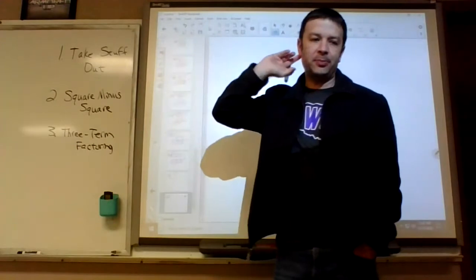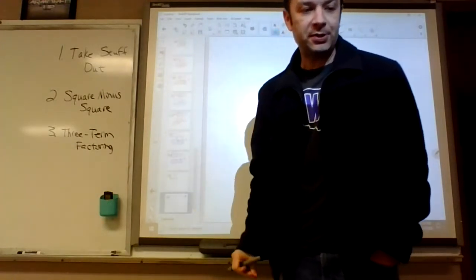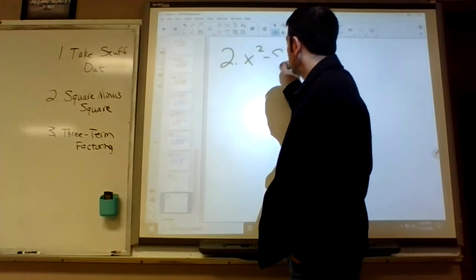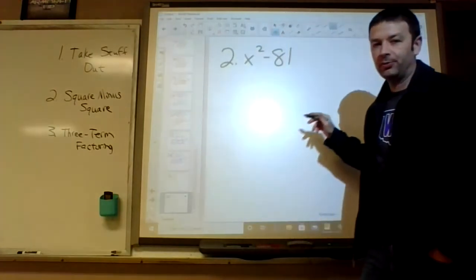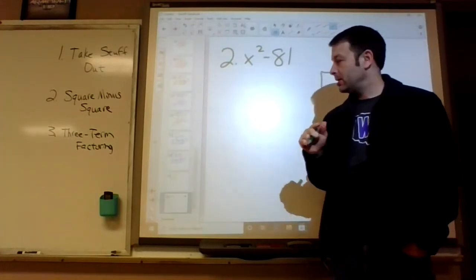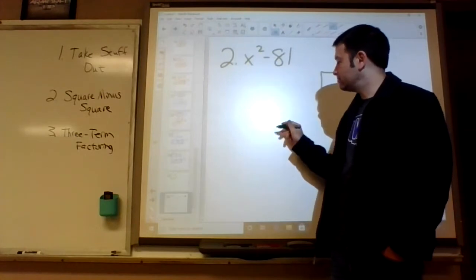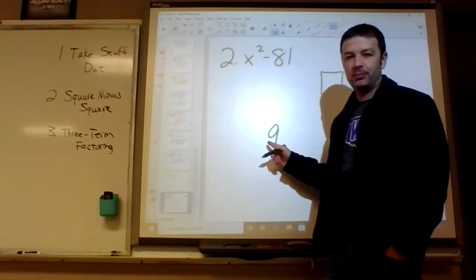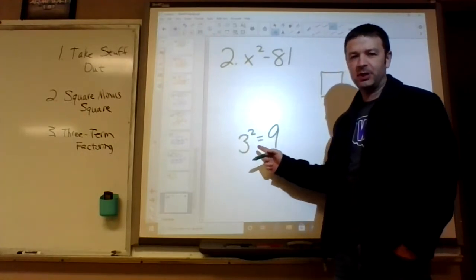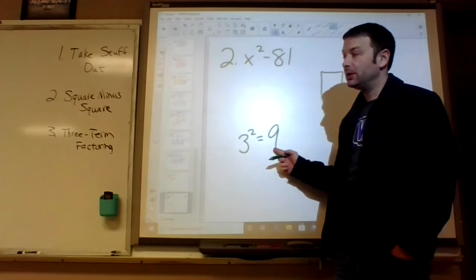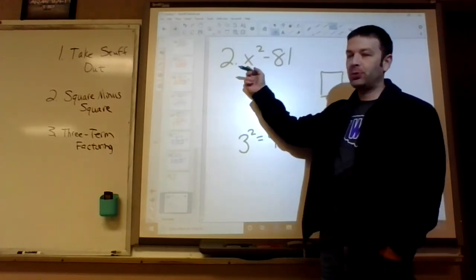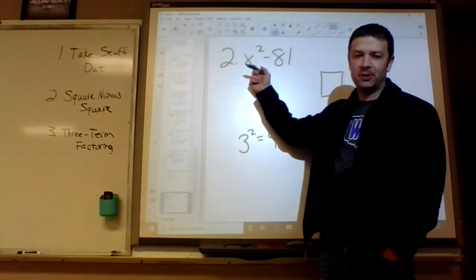I'm going to go ahead and do number 2 since it's the first square minus a square. Okay, by square we don't mean a square shape. I mean a square number. 9, for example, is a square number because 3 squared equals 9. Something times itself equals that. 81 is a square number because it's 9 times 9. X squared is a square number because it's x times x.